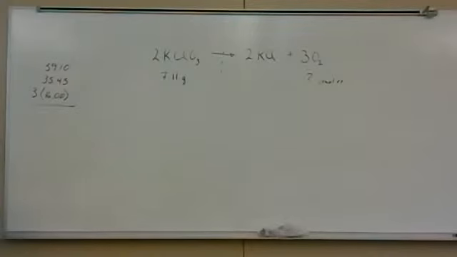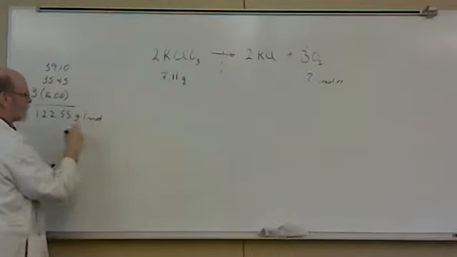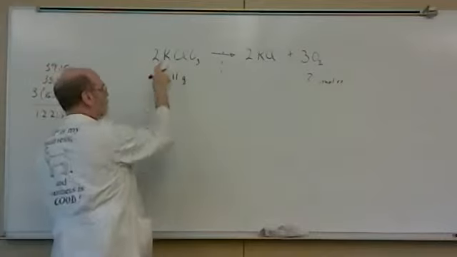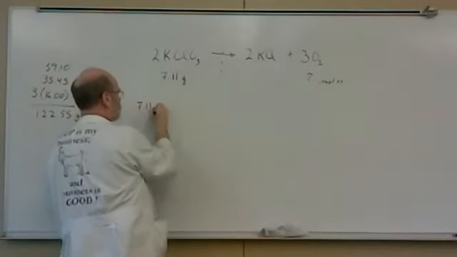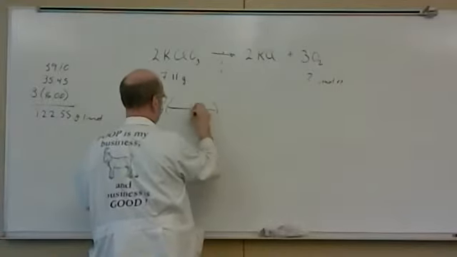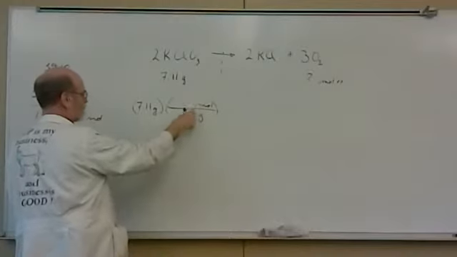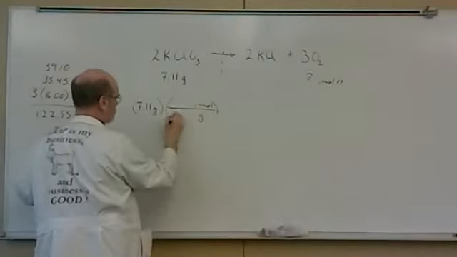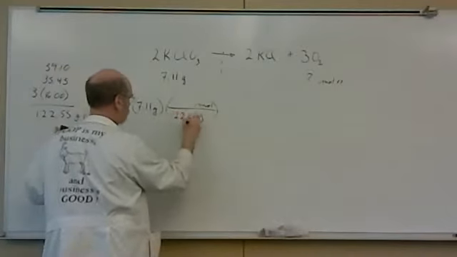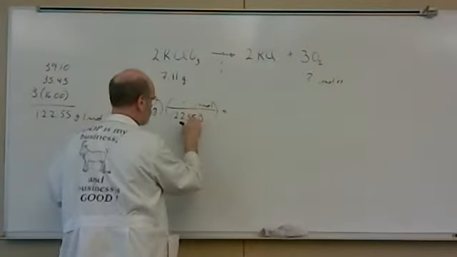And 16. So I get 122.55 grams per mole. That's the molar mass of this compound. We're going to convert that, right? Top, bottom, cancel, leaves us with moles. That's a 5. Messy, messy, messy.